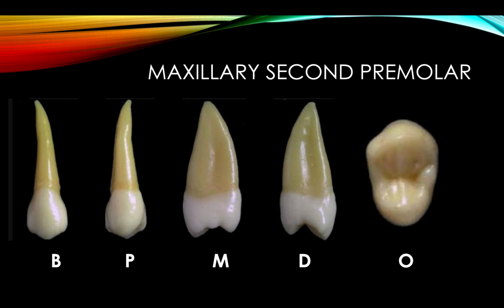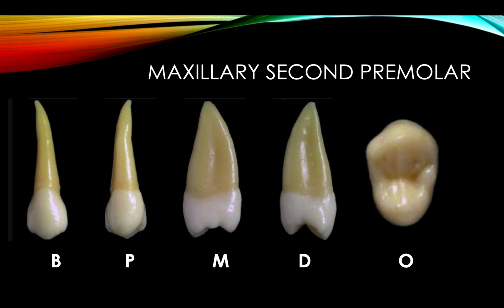Moving into the maxillary second premolar. This tooth looks like the maxillary first premolar with some variations. It has a less angular and more rounded crown. The crown is smaller than that of the first premolar.